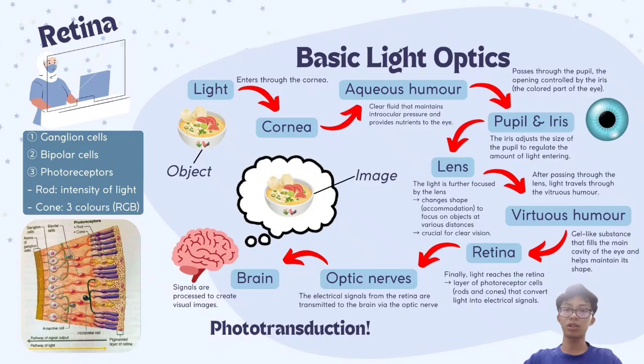into electrical signals. And the optic nerve will carry the electrical signals from the retina to the brain to be interpreted. And finally, our brain will interpret the electrical signals to generate images, as shown in the flowchart, the Sarawak Laksa.